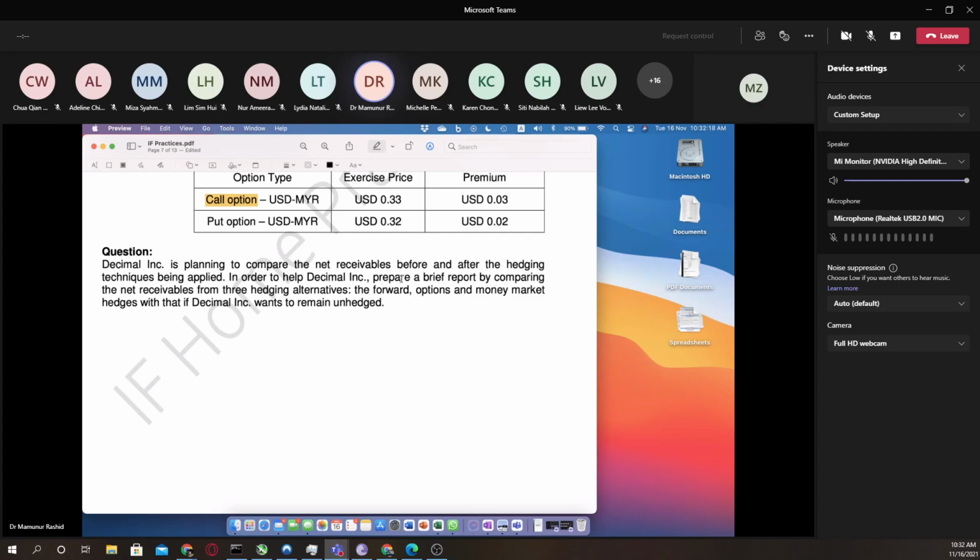Call option is for payable, and for payable, you need to add the strike price and the premium. For put option, you need to follow the receivable, and for receivable, you need to deduct the premium from the strike price. If you remember these few small things, the calculation is very quick in transaction exposure. Many students in the past, I have seen, have chosen transaction exposure rather than capital budgeting, because capital budgeting is easy, but it's sometimes very long.